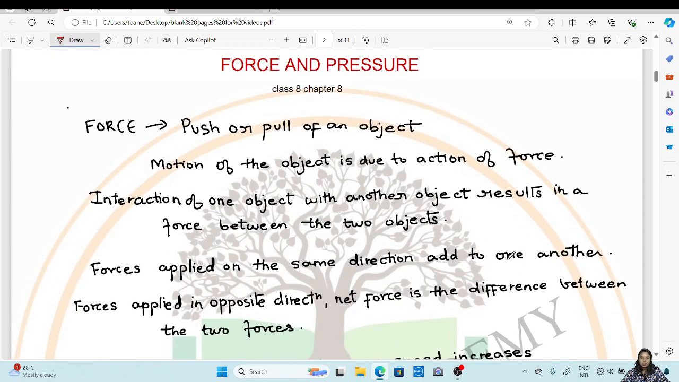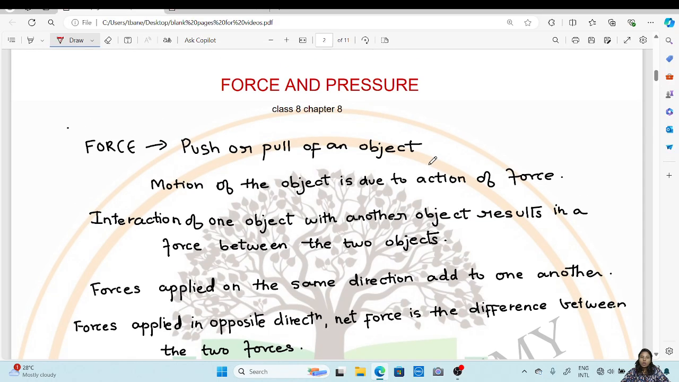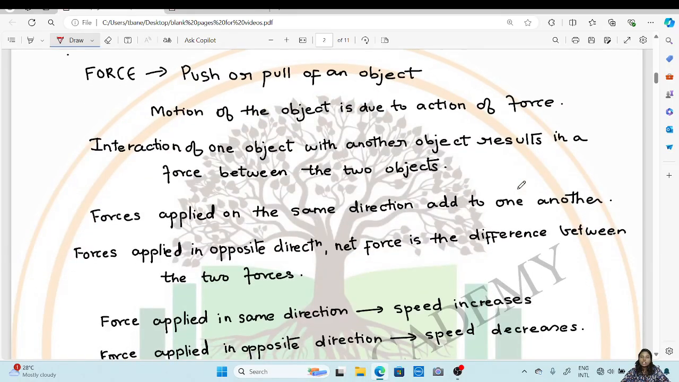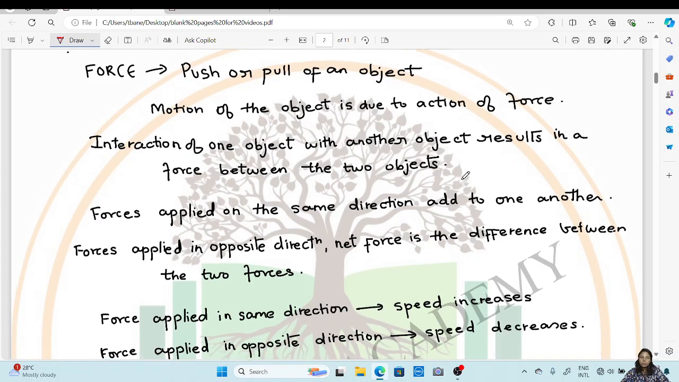Previously in this chapter, we saw that force is defined as a push or a pull on an object. The motion of the object is due to the force being applied onto it. Without any interaction between two objects, there will be no motion. Interaction of one object with another results in a force between the two objects, and only on application of this force will the object be displaced or set in motion.